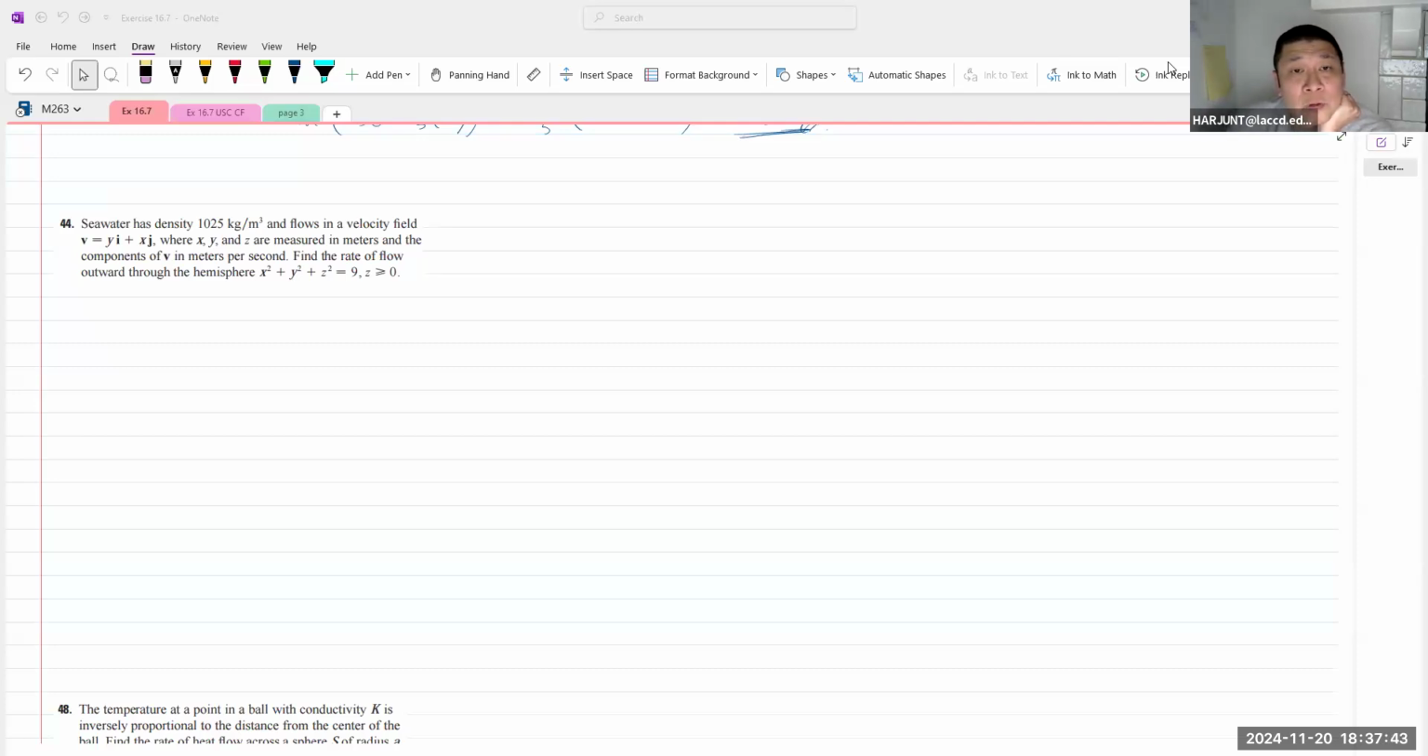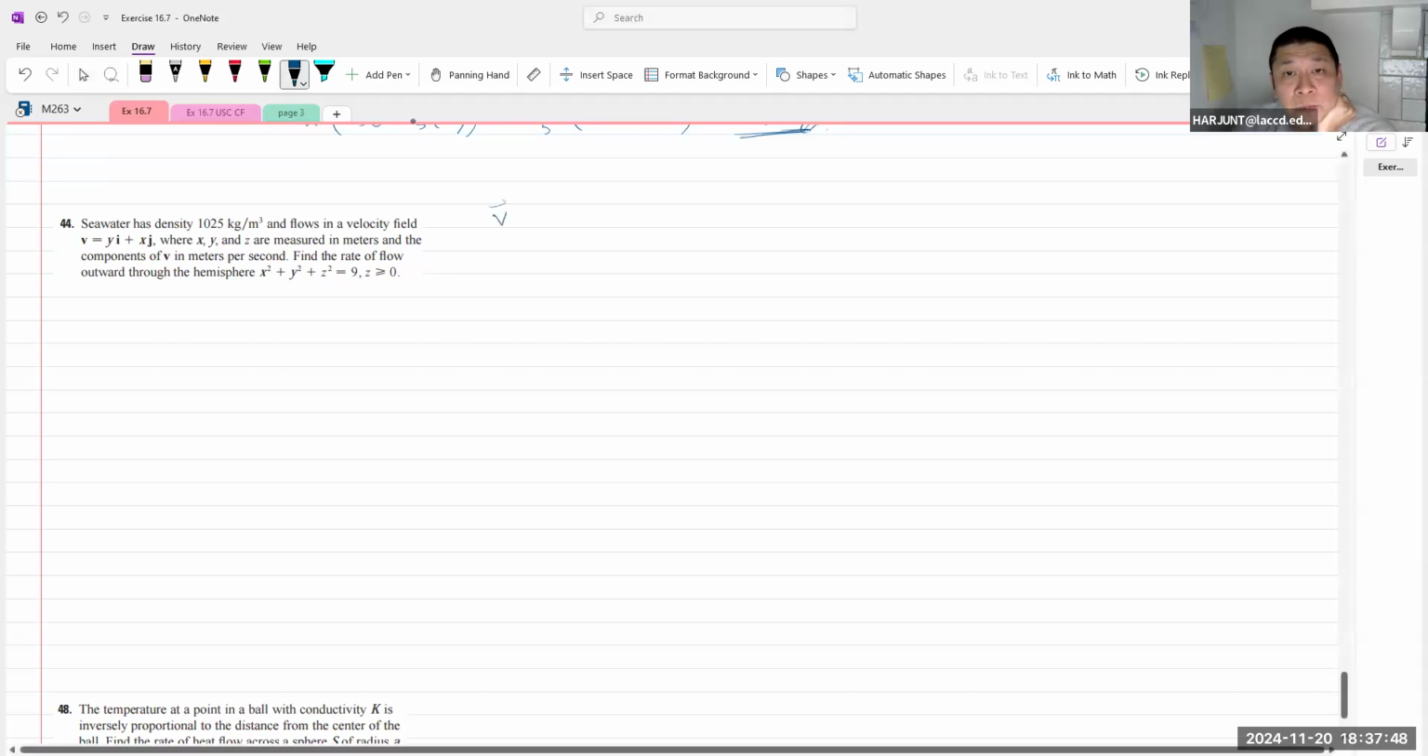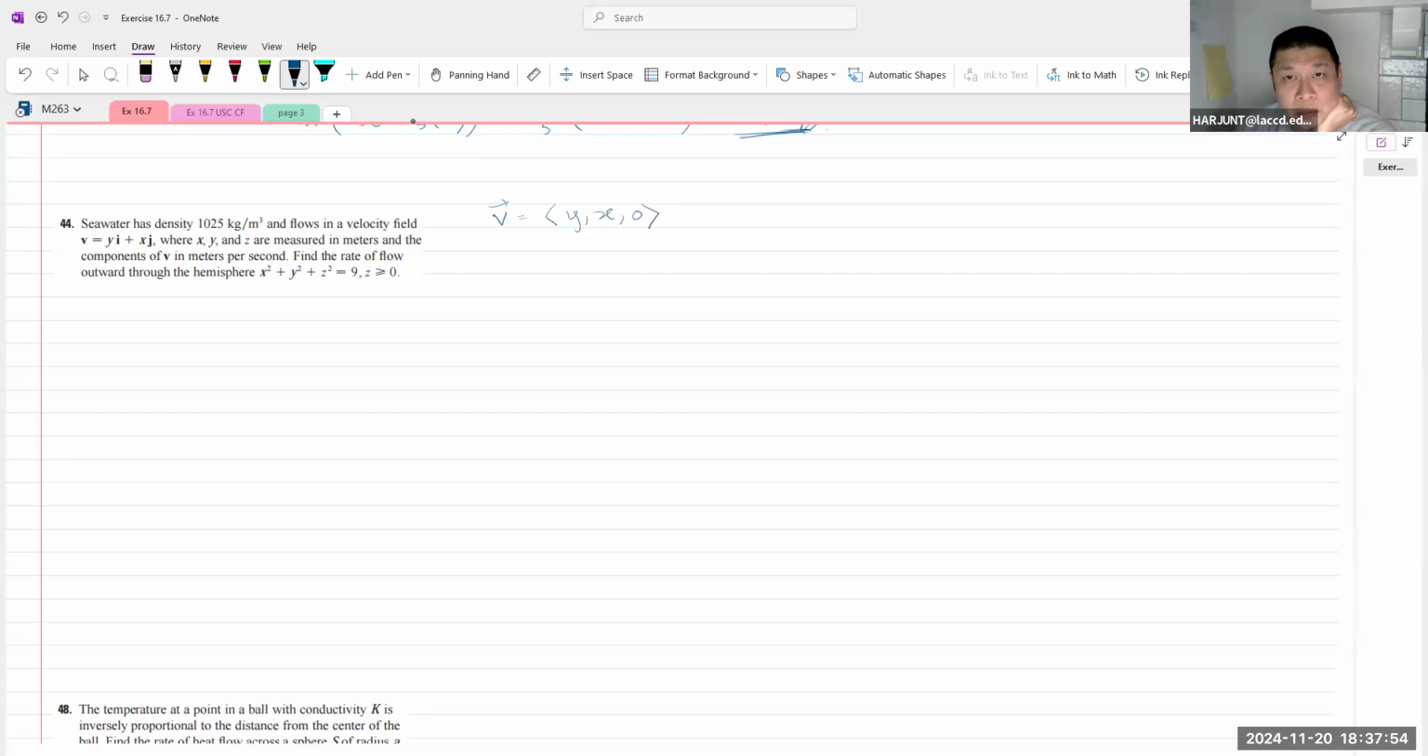Seawater has this density and flows at a velocity field. So the velocity field is y, x, 0. Find the rate of flow outward through the hemisphere. So the surface that we are dealing with is x squared plus y squared plus z squared equals 9, with z positive. So it's a hemisphere with radius 3.